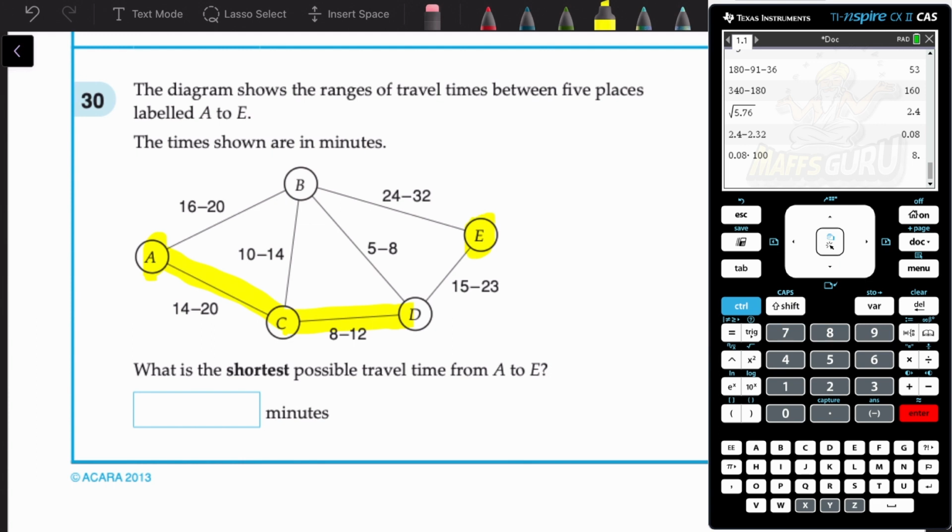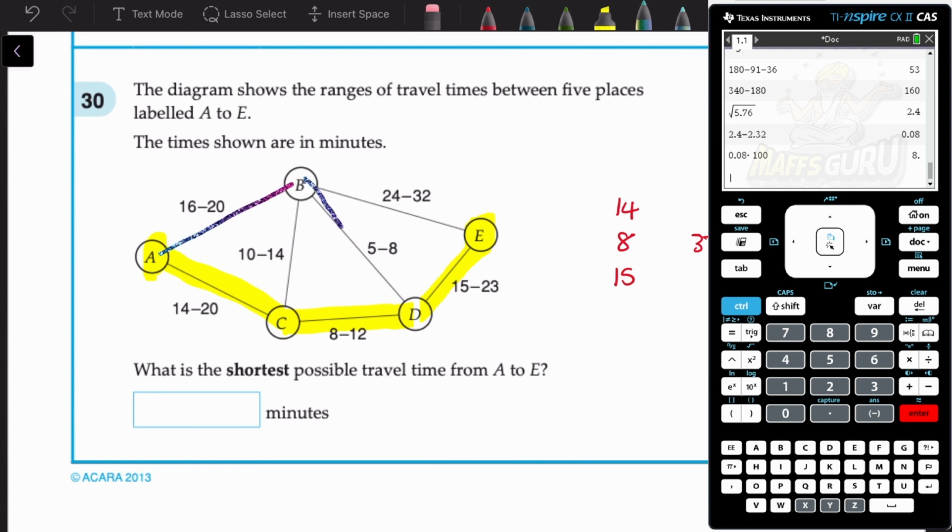If I were to go now here, what am I going to end up with? Well, I'm going to end up with 14 and 8 and 15, which is going to give me 29, 37, 37 minutes. Can I do this in a quicker way? Let's try a different way then.